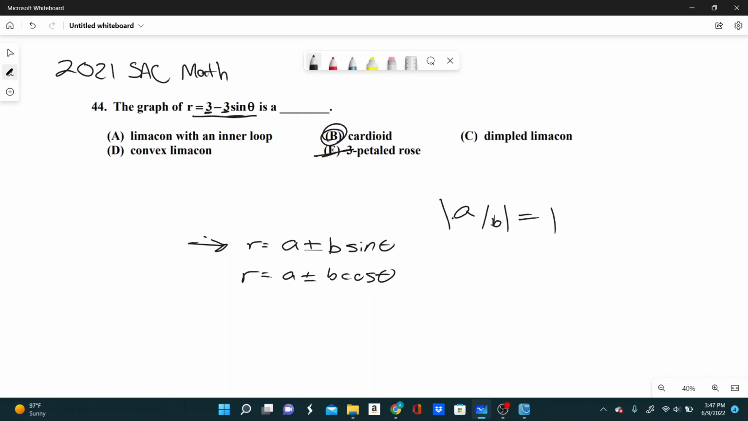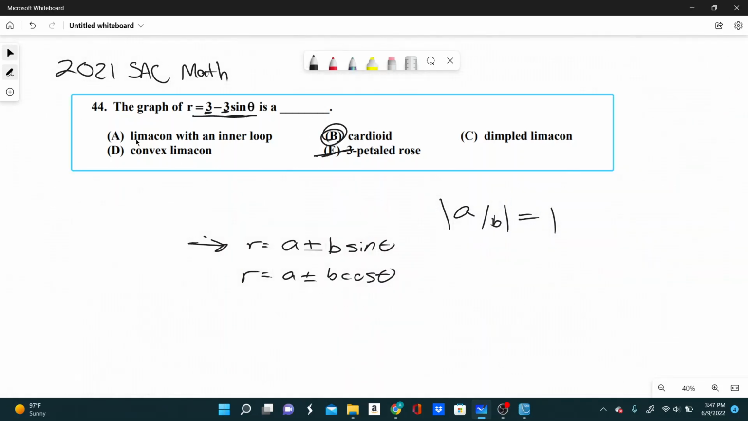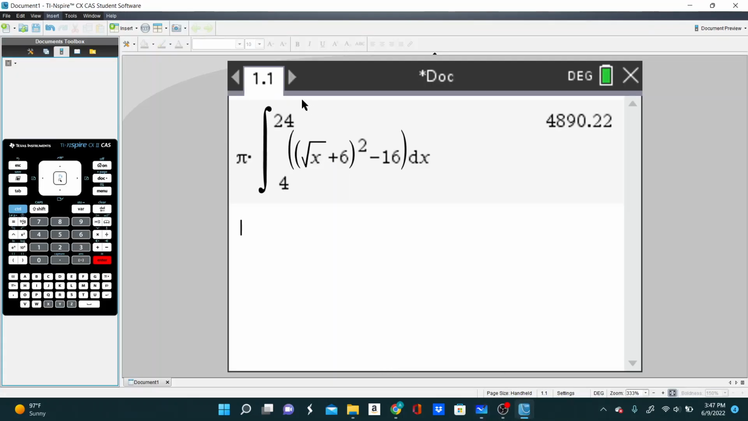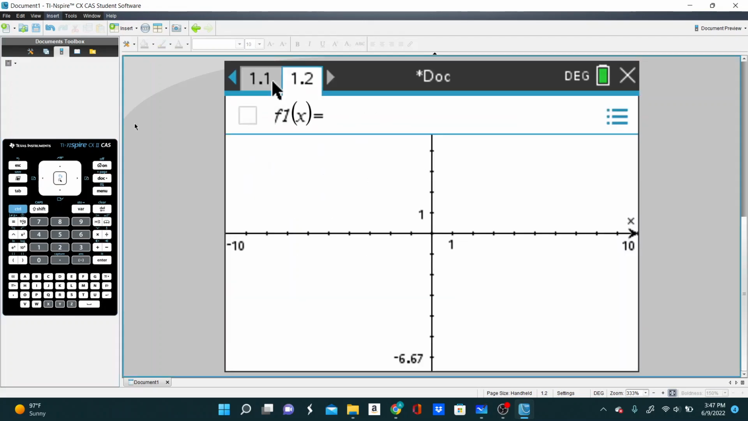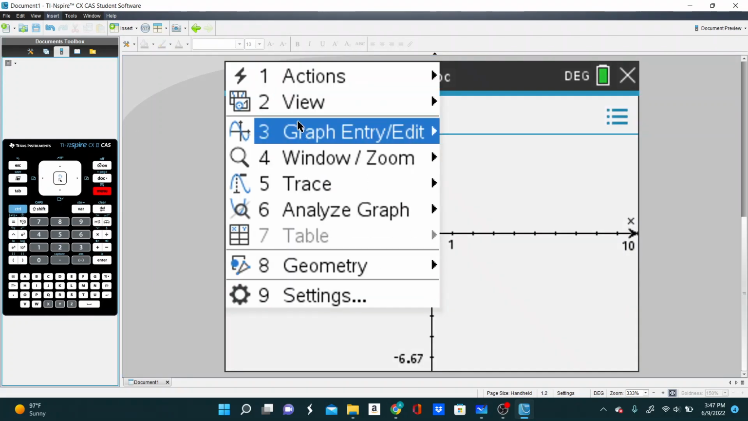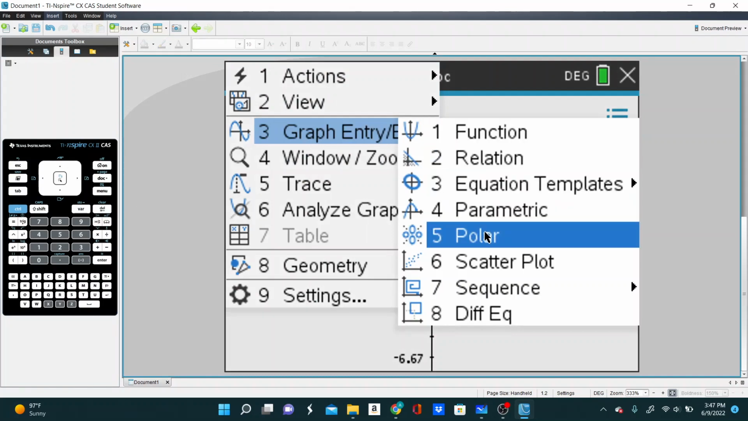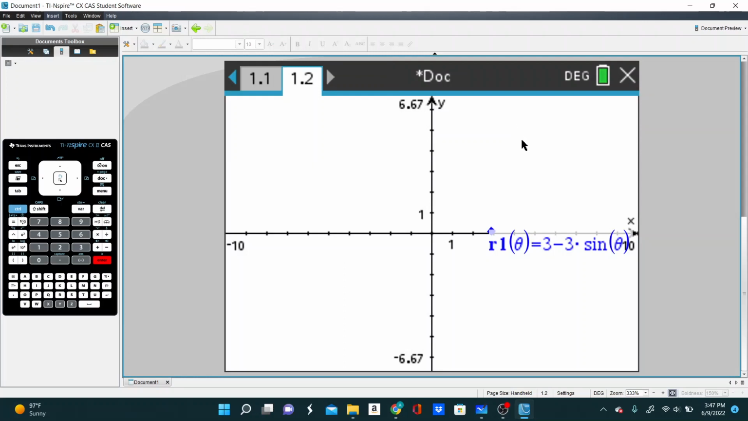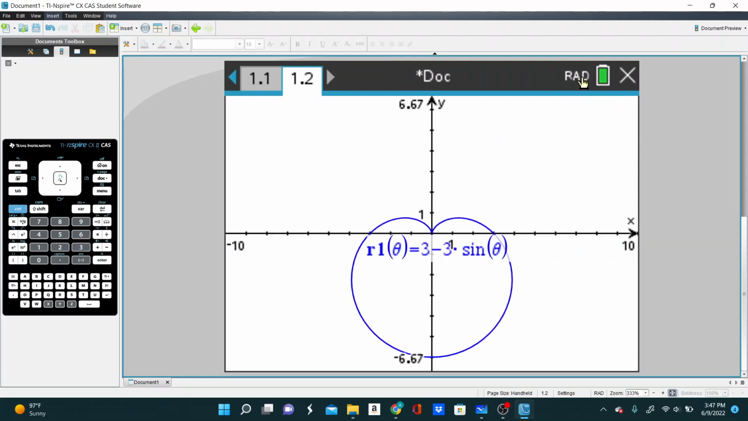The other thing you could do here, if you didn't have this knowledge, is of course, you could graph it. Assuming you know what each of these look like, you could just graph it. So I'm going to go to my calculator, make a new page, add graph, and then you go to menu, graph type, and then polar, and then you can just do 3 minus 3 sine of theta, and I'm in degrees, so it's not working.